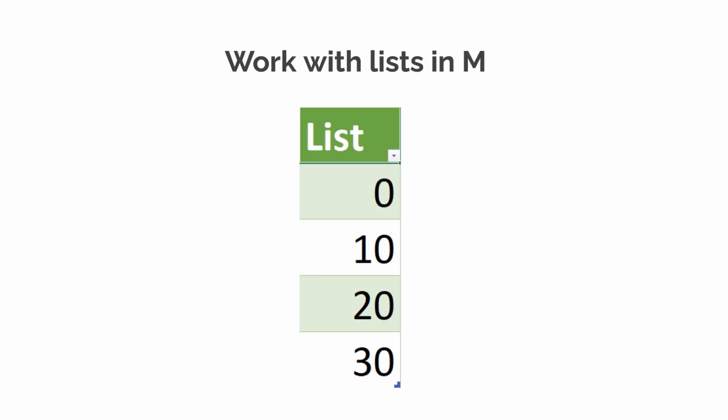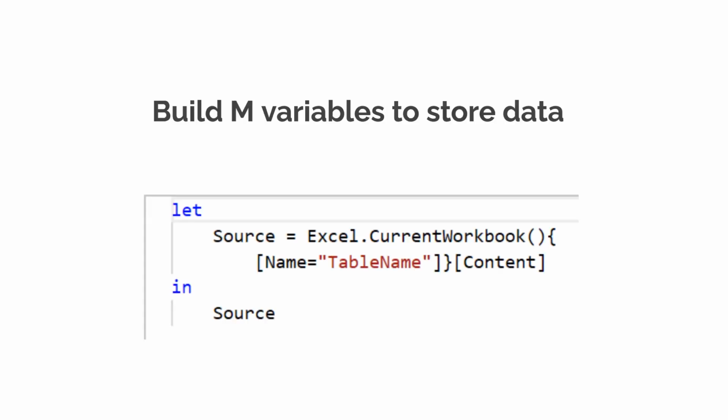We're going to learn how to concatenate items in a list, such as taking a bunch of items and putting them into one string. And we'll learn how to iterate over a list, so how to loop through all the items in a list. Next step, we're going to learn how to build M variables in order to store data. We're going to build a project like how to calculate affiliate revenue using variables.